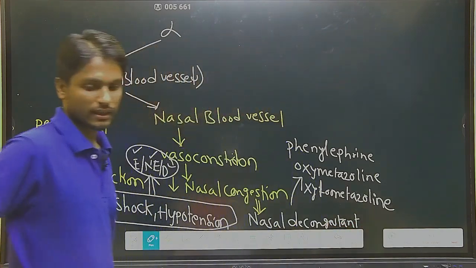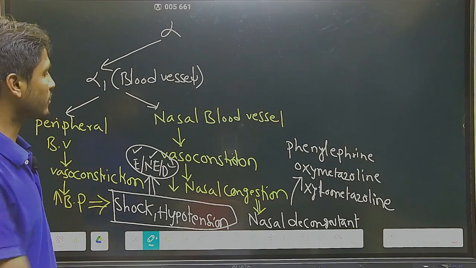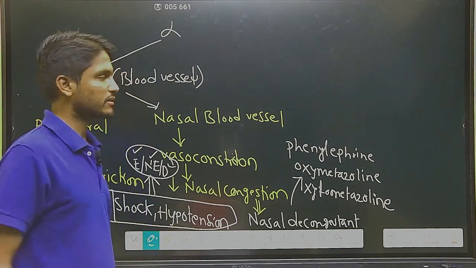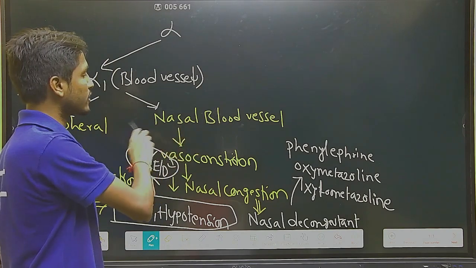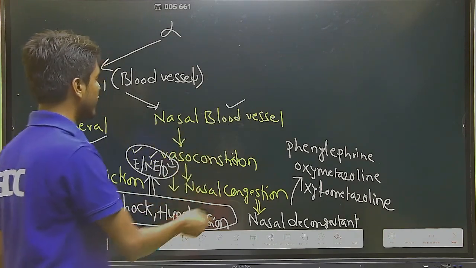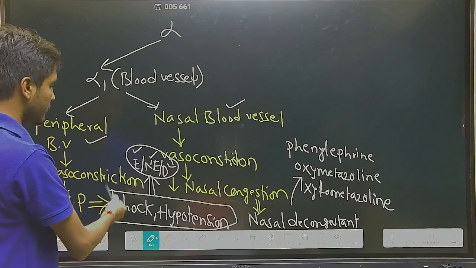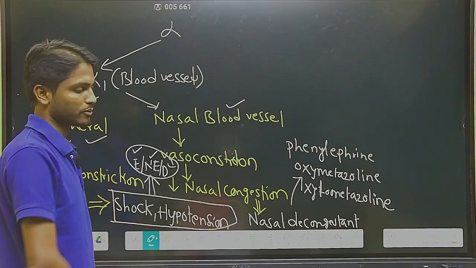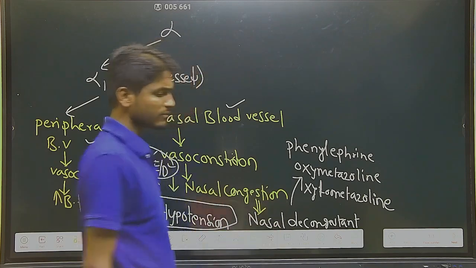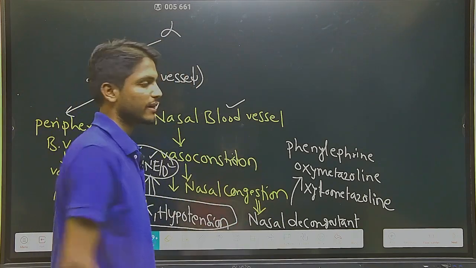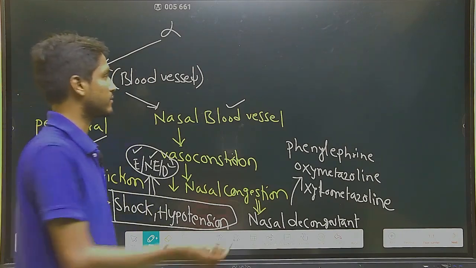Next one is alpha-1. These are the receptors that can be located in different parts: the blood vessels, both peripheral blood vessels and nasal blood vessels. If there is activation of the peripheral blood vessels, the drugs are used especially to treat shock and hypotension. If the drugs act on the nasal blood vessels, they can be used as a nasal decongestant.